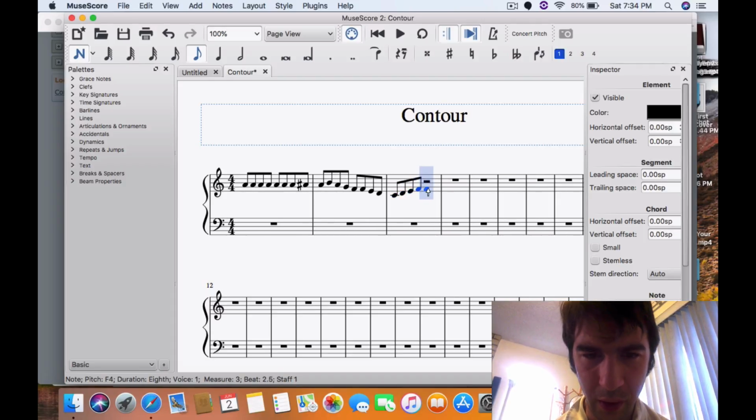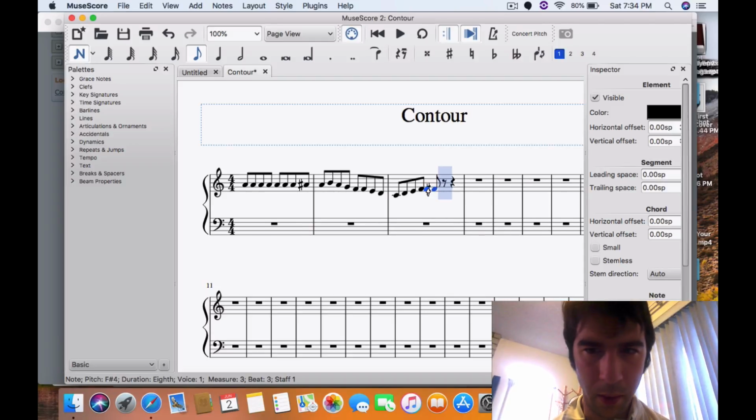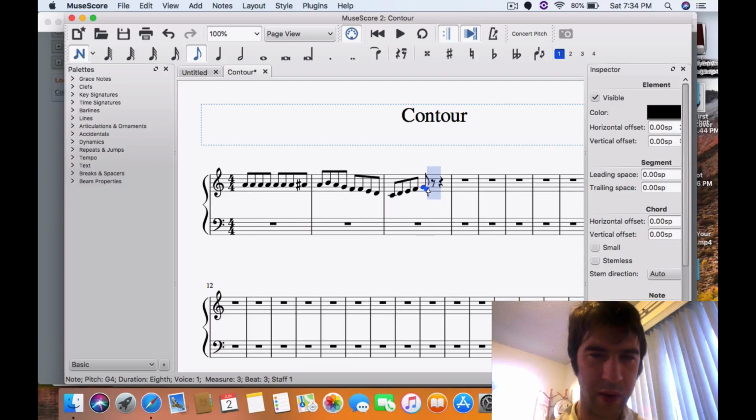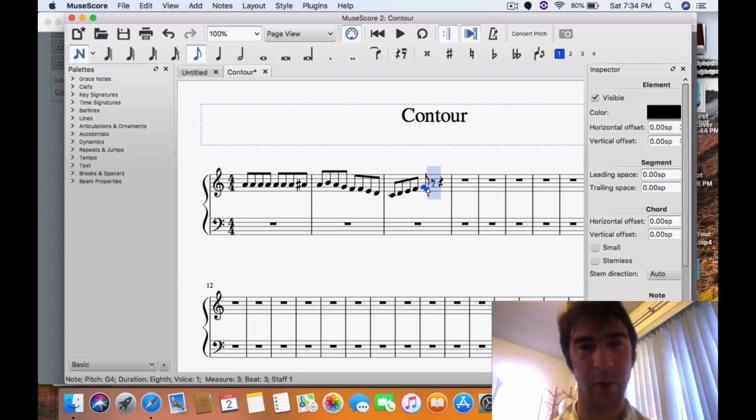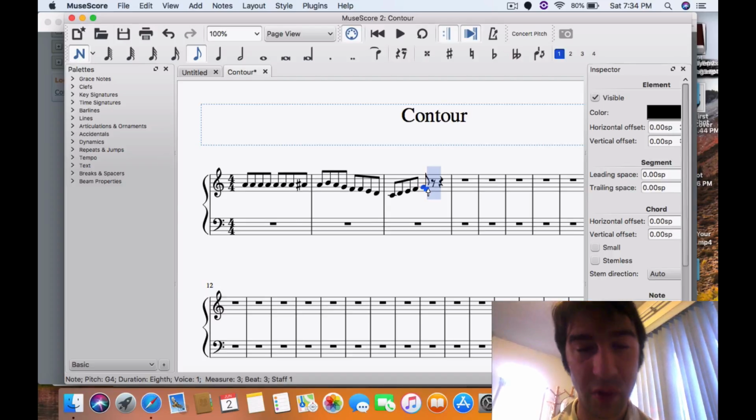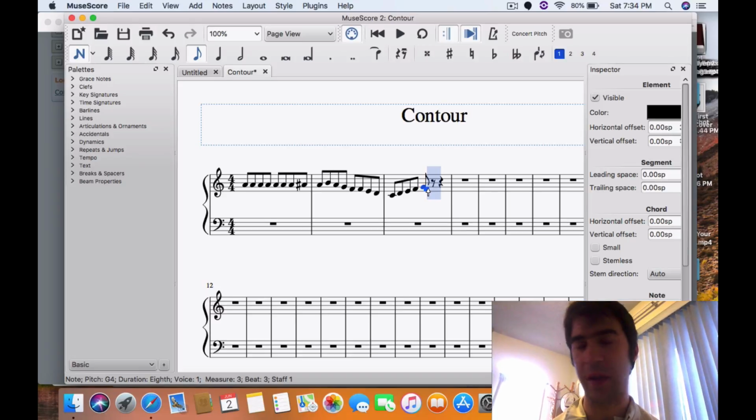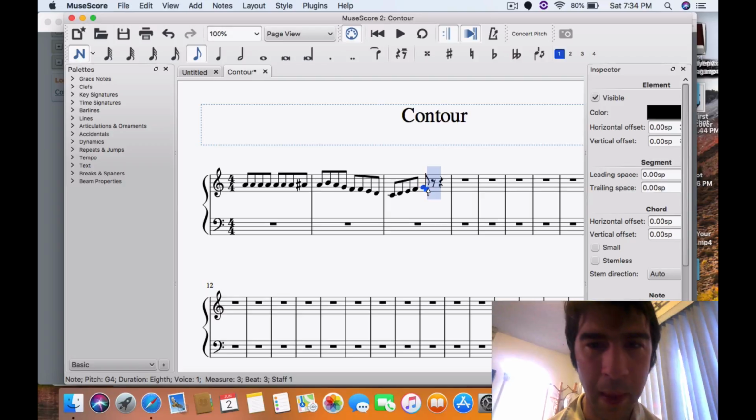So this is contour right here. This is stagnant contour. This is what stagnant contour consists of, and it consists of unison notes. Unison just is the same note played over and over. It's the same note repeated.